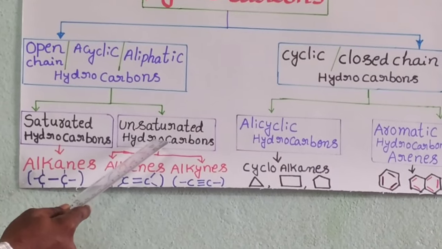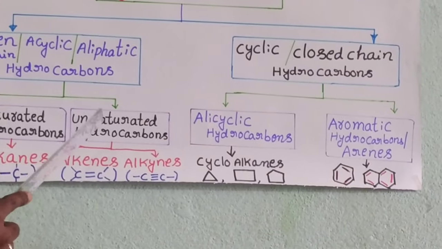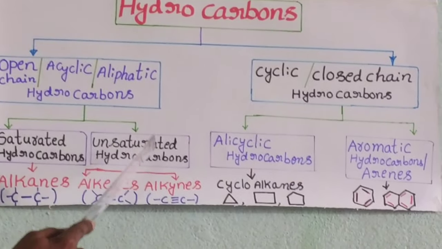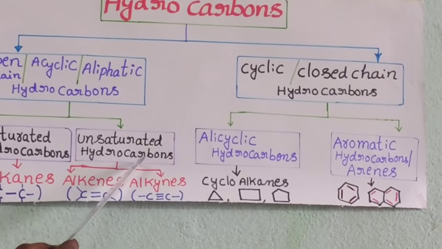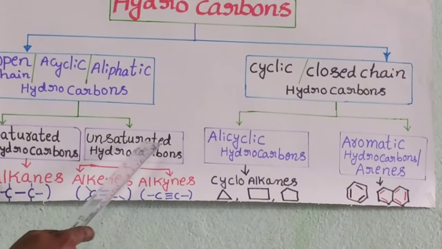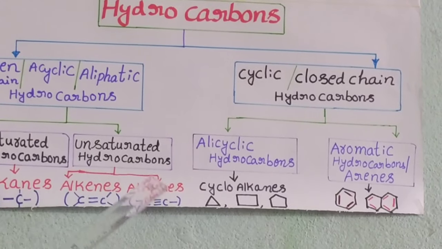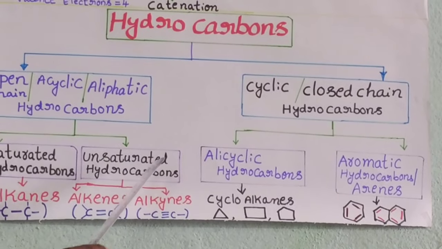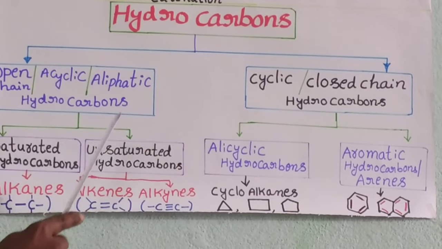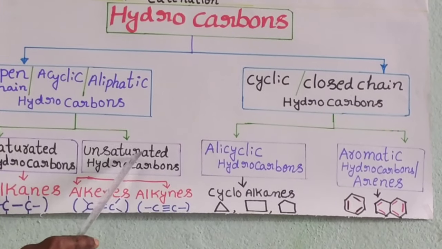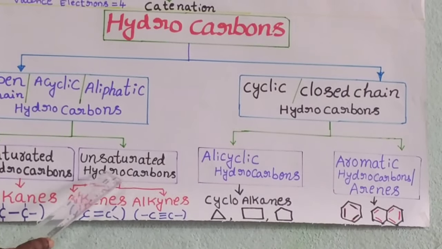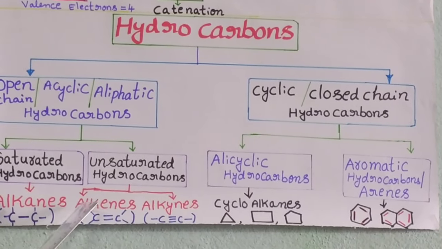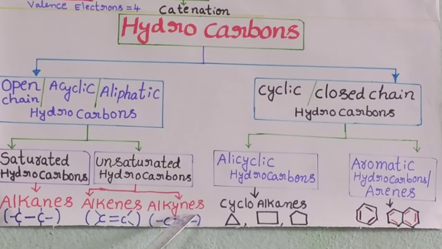Now we discuss unsaturated hydrocarbons. The hydrocarbons which contain double or triple covalent bonds in their structures are called unsaturated hydrocarbons. Once again, I am repeating here. These unsaturated hydrocarbons are further classified into two types. They are alkenes and alkynes.